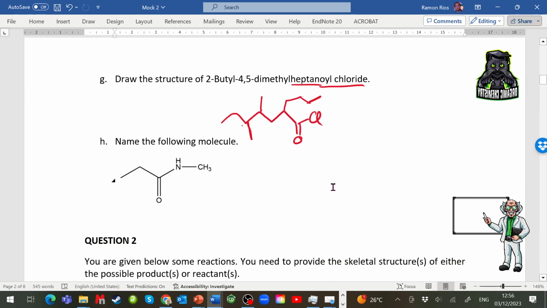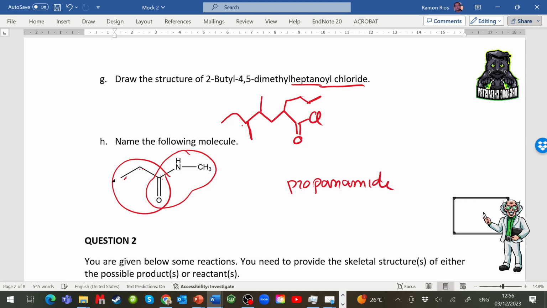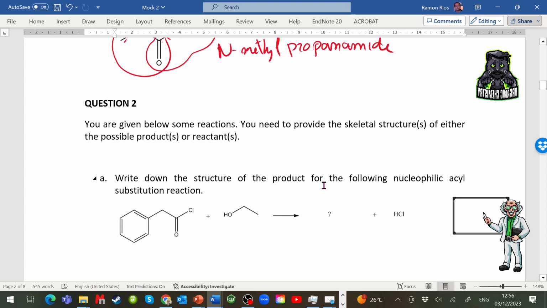Next molecule is this one. It says 1, 2, 3. This is an amide. That means I will cite this group and then I will cite the group attached to the nitrogen with N at front. That means this is 1, 2, 3, propanamide, and then I have to name this substituent that it will be N-methyl propanamide. Okay.